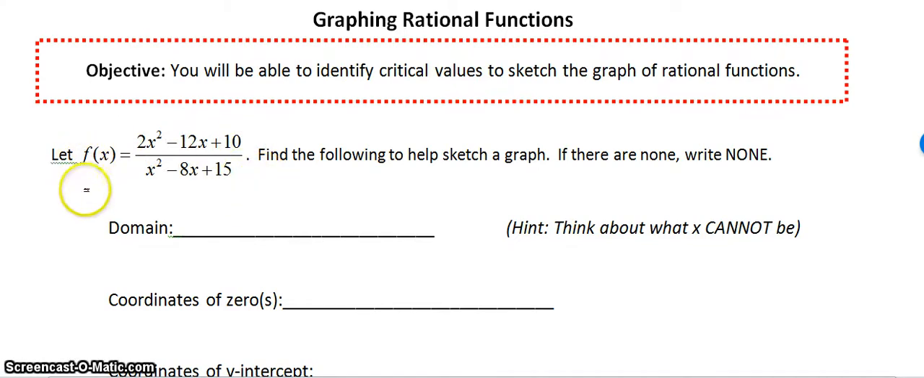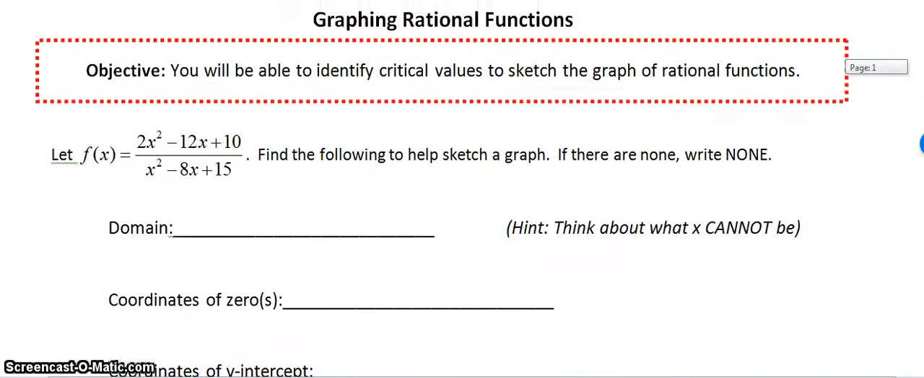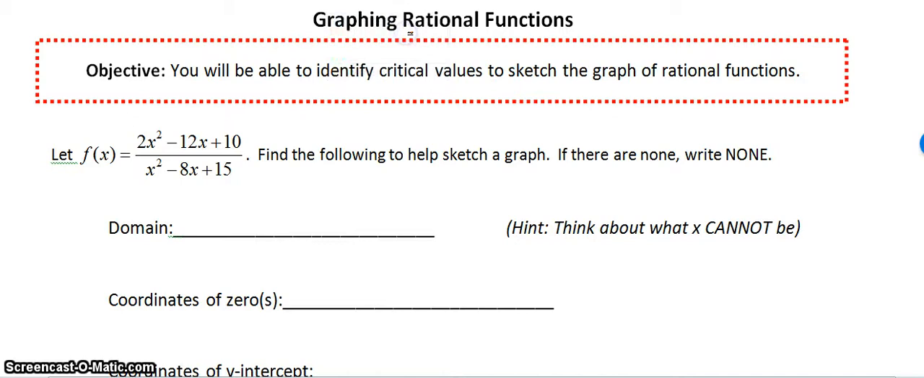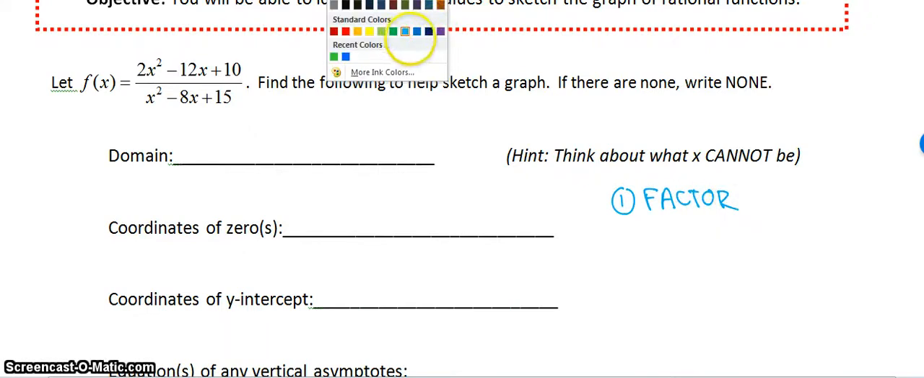So an example of that is f of x being 2x squared minus 12x plus 10 over x squared minus 8x plus 5. We're going to find some things you already know, and we're going to learn some new things to help us sketch this specific graph. Now, anytime you have a rational function, we always want to look at it in its standard form and its factored form. So the very first step of these problems is going to be to factor the polynomial, or each polynomial. So we're going to start by factoring.